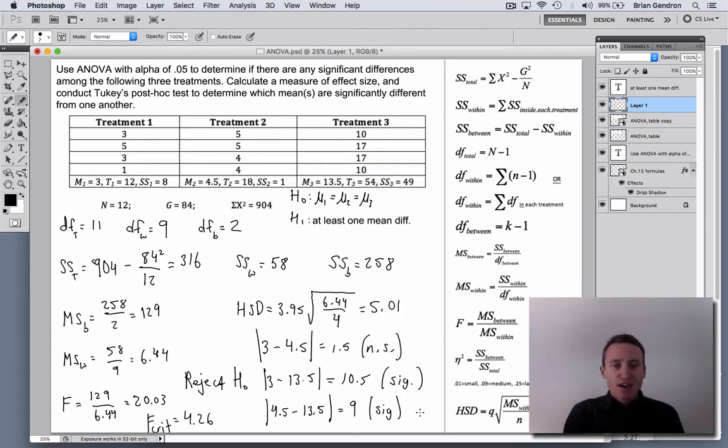So there you have analysis of variance, from scratch, from the raw data, all the way through a post-hoc test. So take a look at the textbook for more examples, as well as the study guide, and let me know if you have questions.